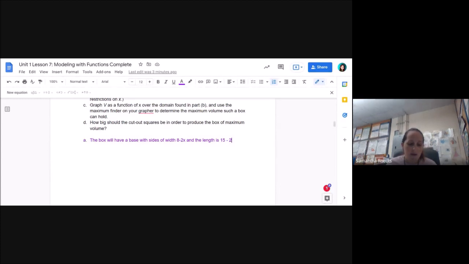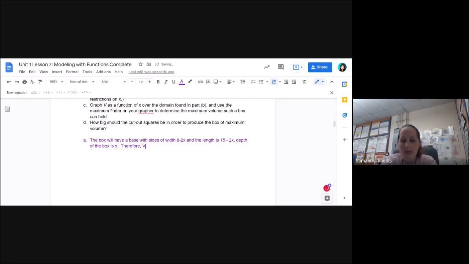Then, for A, I'm finding the volume of the box. Well, the volume is length times width times height, right? So we have the width and we have the length. We just need the height of the box. If I fold the box up, the depth of the box is x. So if I were to fold this box, remember those squares, they're still x by x. So that's where I'm getting the x value from. Therefore, V equals x times 8 minus 2x times 15 minus 2x.